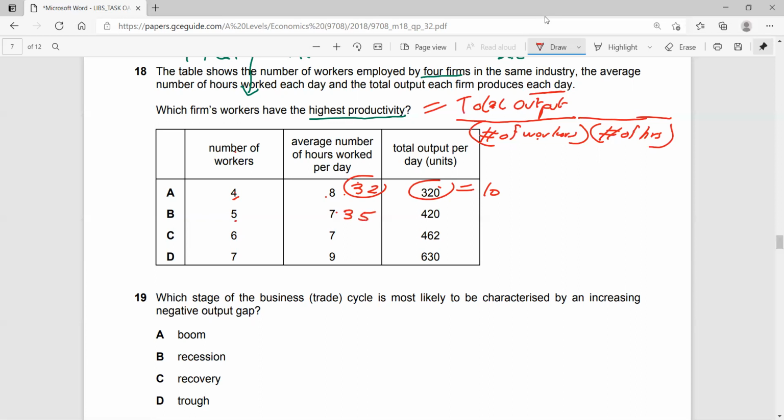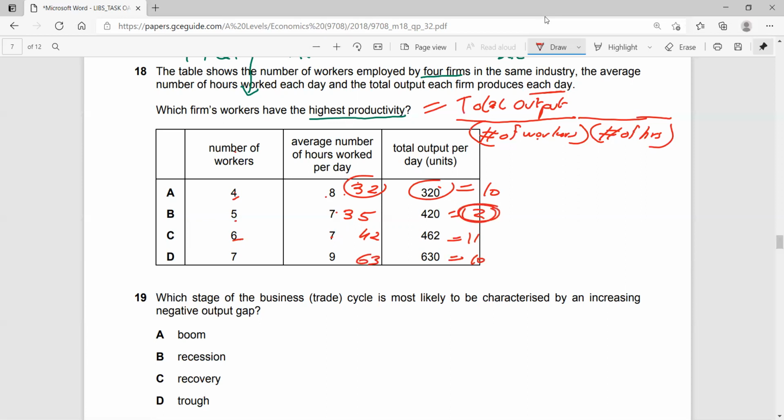35? Yeah. So then this is going to be 420 divided by 35, which if you pop it into a calculator, tells us 12. 6 into 7 is 42. 462 divided by 42 is 11. 7 into 9 is 63, and that should just be 10.